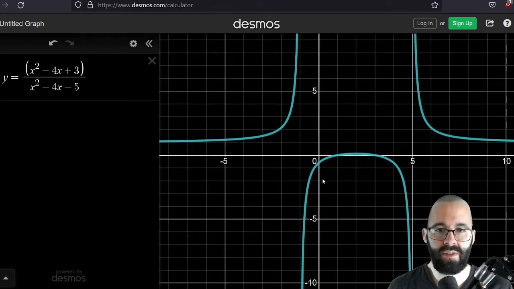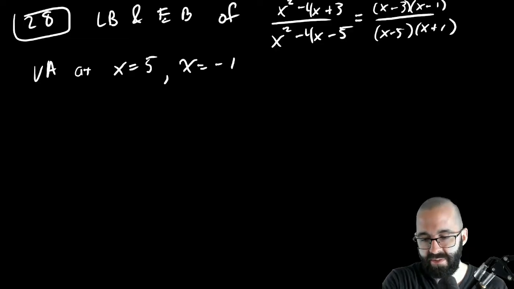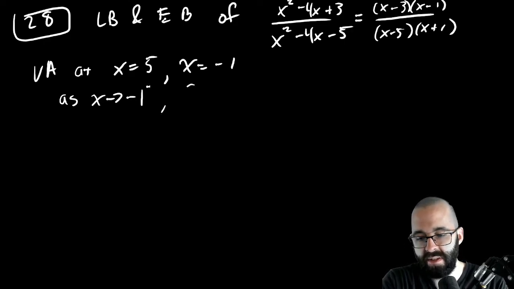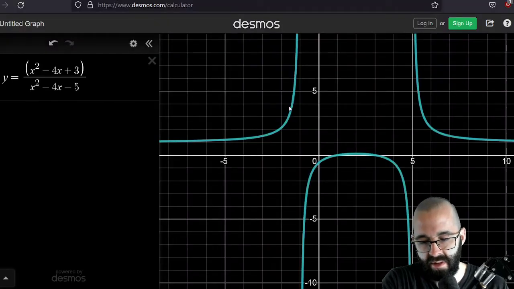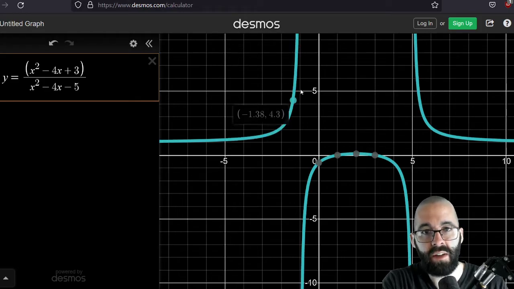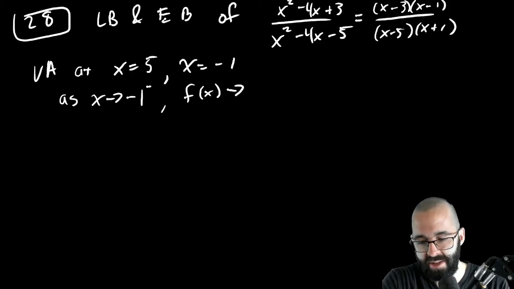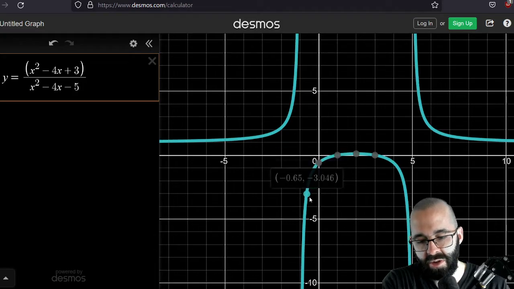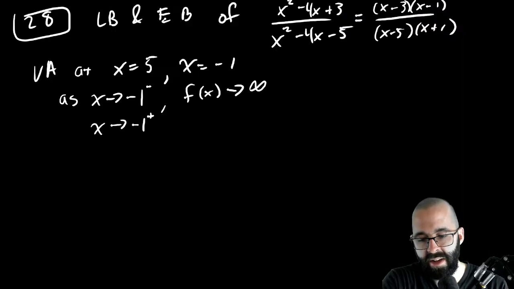All right, so yeah, you can see those vertical asymptotes at -1 and 5. And we're going to explain those with arrow notation or limit notation. So as x goes to -1 from the left, how does the function behave? From the left of this asymptote, from the left to the right, the function's going off to positive infinity. As the function goes to -1 from the right, as we're approaching the same asymptote from the right to the left, it's going down to negative infinity.